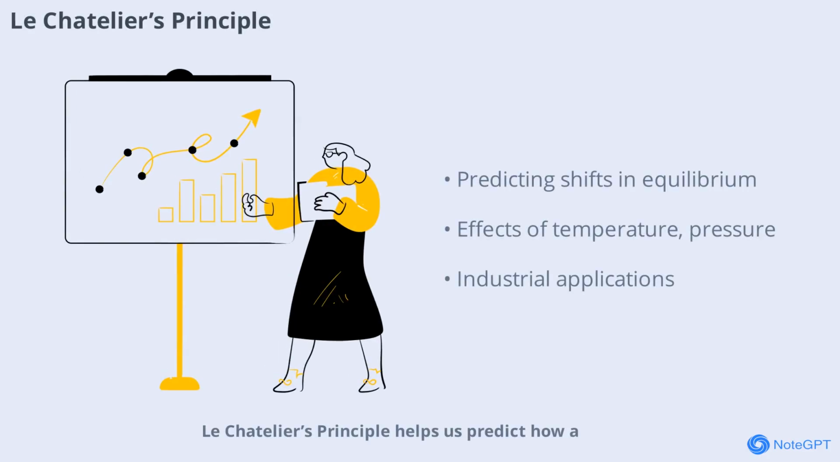Le Chatelier's principle helps us predict how a system at equilibrium responds to changes in concentration, temperature, or pressure. When a change is applied, the system shifts to counteract that change and restore equilibrium. We'll look at practical examples such as how increasing temperature or adding more reactant affects the position of equilibrium.